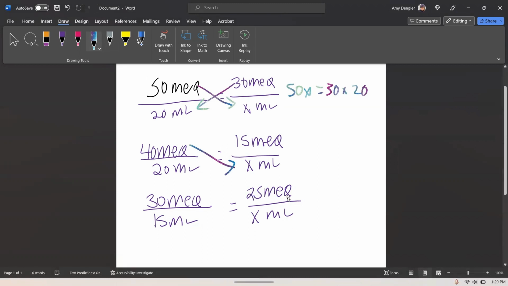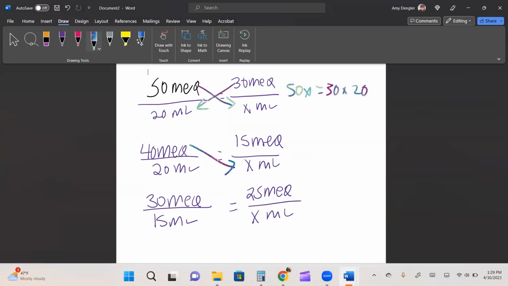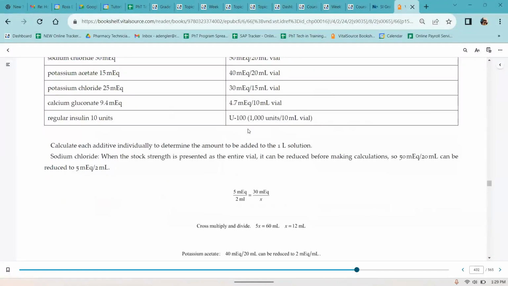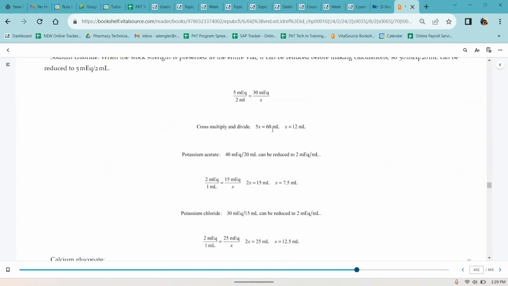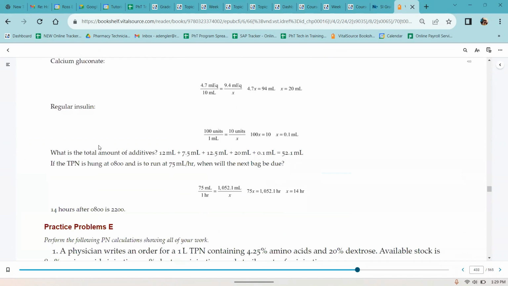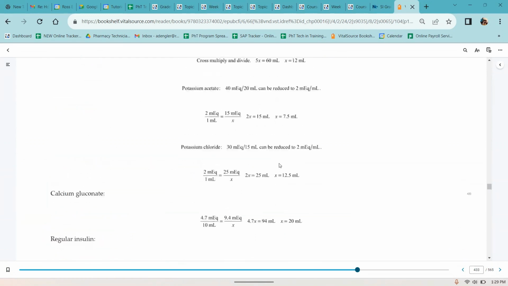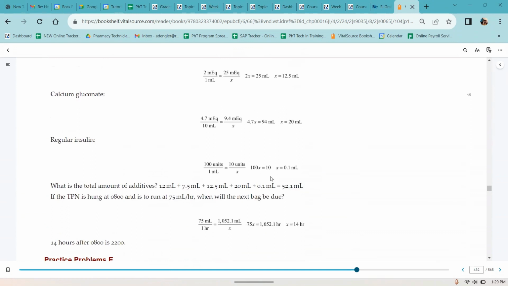We only have one more chapter left of this module. So this should be something that you caught on to by now. If you haven't, then of course you need to get with your instructor so we can get you up to that level. But you're going to do that for each and every product. Remember, for the insulin, it's going to be 1,000 units per 10 ml, which is 100 units per ml also, but you can just take it from here and not get confused. Then you're going to add up all of the additives, so all the amounts you calculated. It should come out to 52.1 ml.